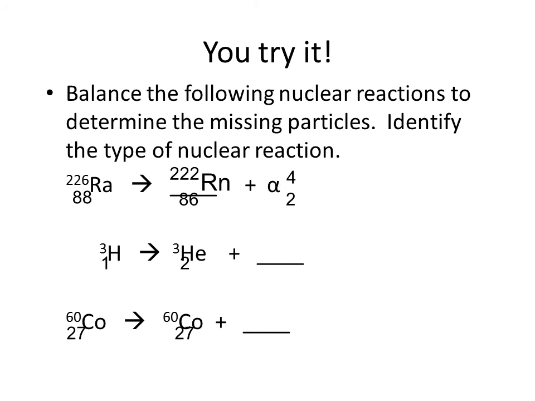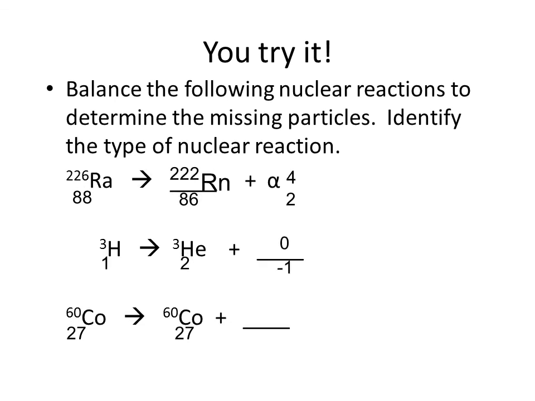To do the next problem, we look at the mass and we see we go from 3 to 3, so the mass of the remaining particle must be 0. On the charge, it's 1 on the reactant side and 2 on the product side plus something else. You think to yourself, 2 plus what equals 1, and you will then say, well, 2 plus -1 is equal to 1. So this must be 0 for the mass, -1 for the charge. The only particle with those characteristics is the beta particle, so now we know the missing particle.